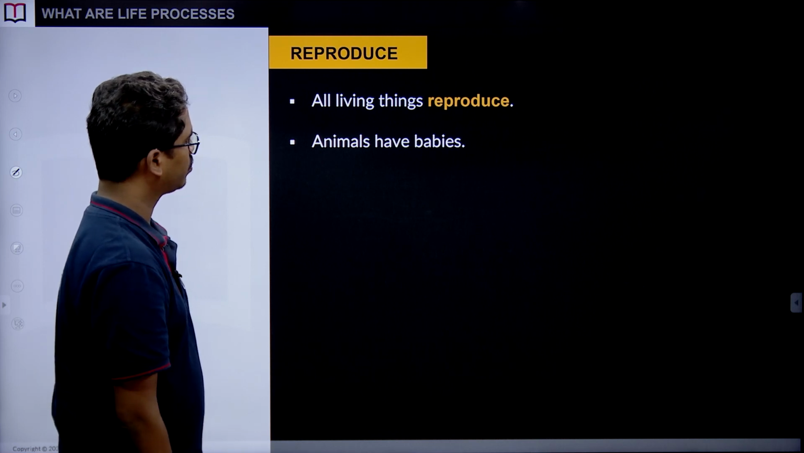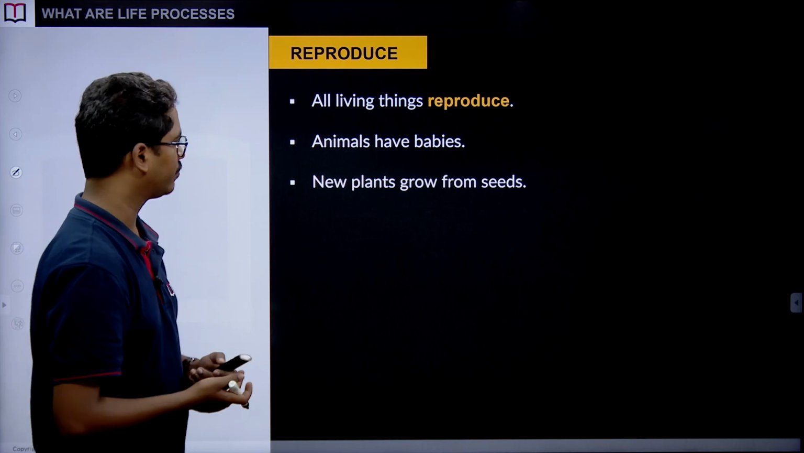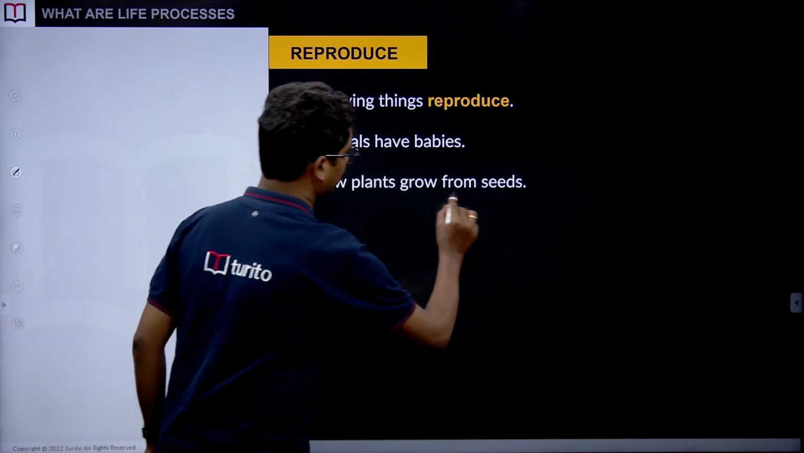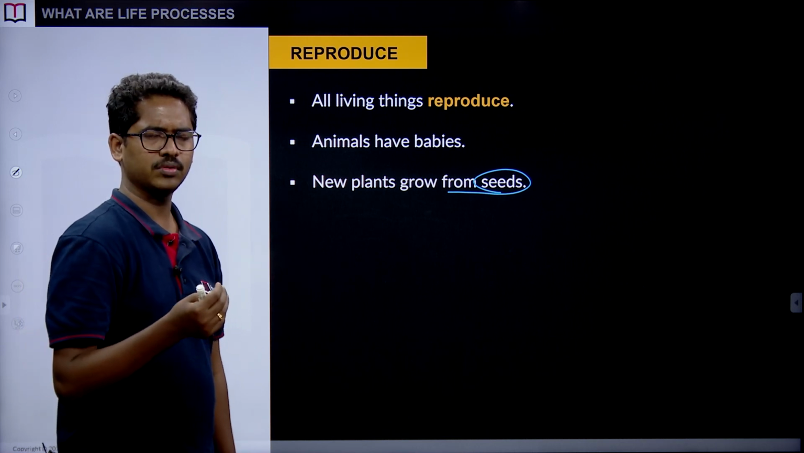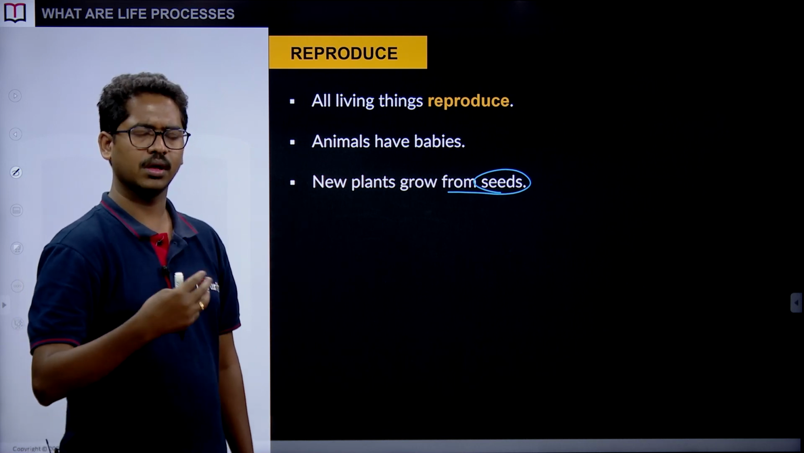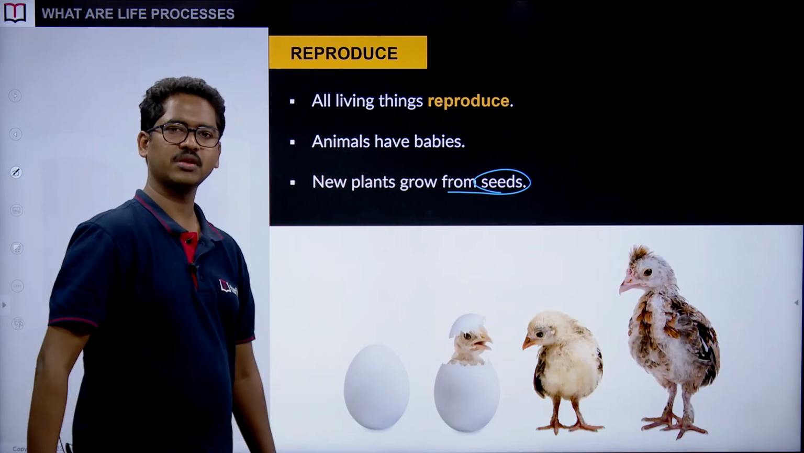So all things reproduce. Animals have babies, the smaller animals of their own kind, they grow, they form themselves. New plants grow from seeds. So that's how, again simple, right? Seeds taken from different plants, we can sow them and they can again form themselves. That's quite simple.